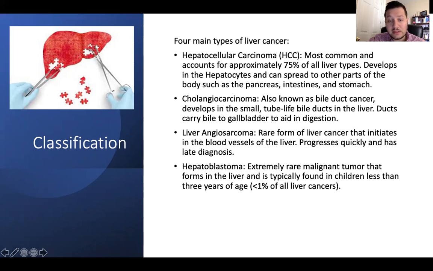There's also liver angiosarcoma. This is a very rare form of liver cancer, but it initiates in the blood vessels of the liver. What's really bad about this type of cancer is that it progresses quickly and it tends to have a late diagnosis, which would impede treatment options. And there's also hepatoblastoma. This is very, very rare, occurs in children, usually less than 4 years of age, and it accounts for less than 1% of liver cancers.